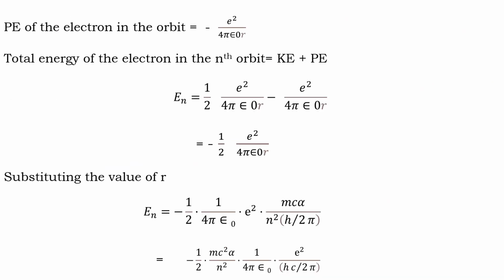Potential energy of the electron in the orbit is given as minus e square by 4π epsilon 0 r. That is, potential energy can be represented in terms of the electrostatic force of attraction between the nucleus and the electron. That is, potential energy can be represented as the work done, that is, the work done is F dot dr.